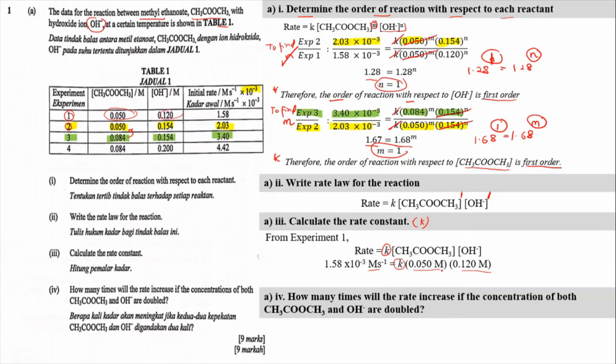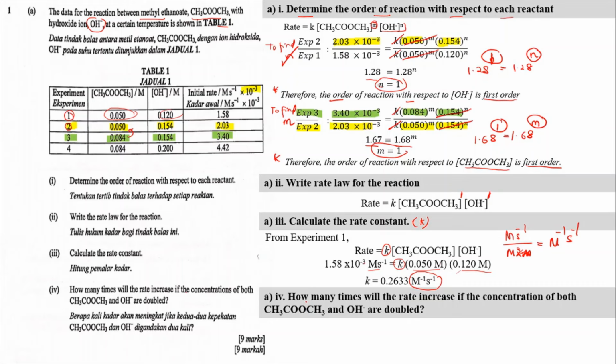Okay, so ensure that your unit is correct. Okay, because you know your rate is molar per second. And then you divide by molar and molar. So it's going to be molar times molar. So the overall unit is going to be M minus 1 second minus 1. Okay, because this is as if M to the power of 2.